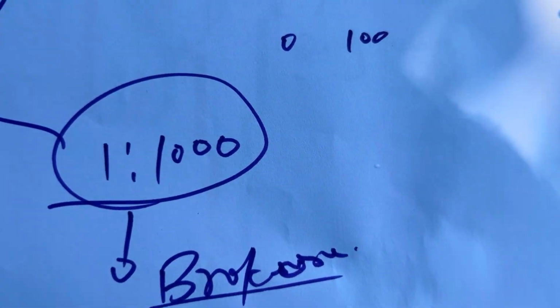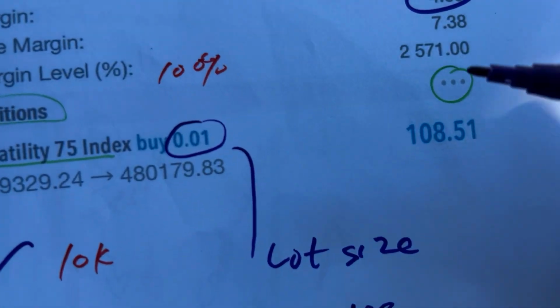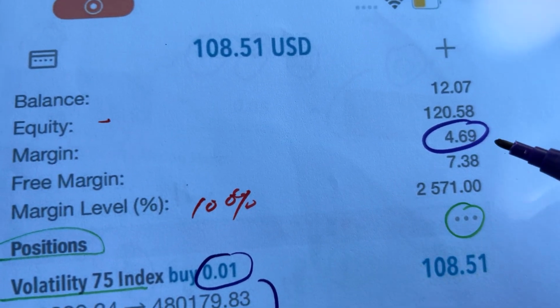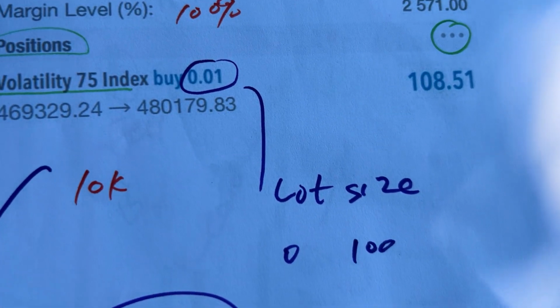So a broker is a facilitator that's giving me the ability to have the 1:1,000, so that I can have the 4.69 money required. That's why I'm saying you're not directly involved.